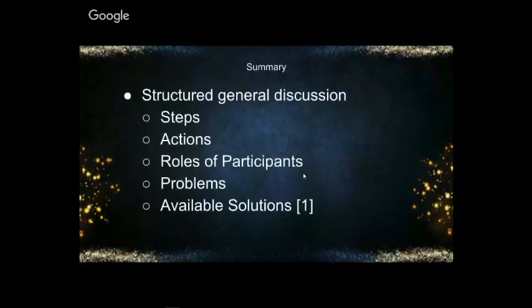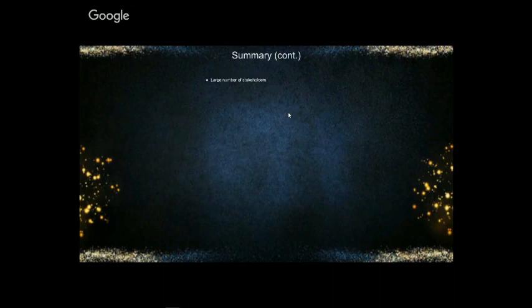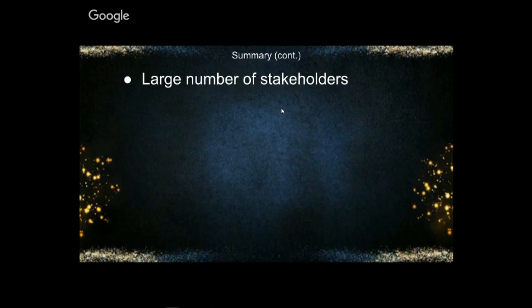First off, I'd like to go over a little bit of a summary of what JAD is. JAD basically is a structured general discussion, so one would have to come who's facilitating it with information that the whole group of stakeholders, and within this general discussion you'll go over different steps, actions, the roles of the participants, problems, and the available solutions. Like I said, there will be a large number of stakeholders.